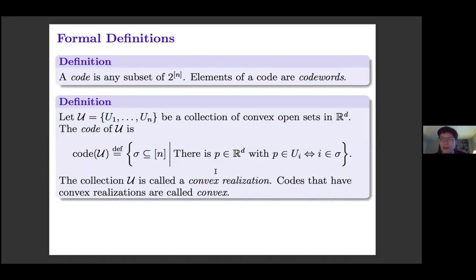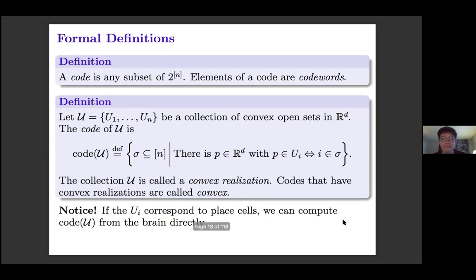And how do I do that? Well, I look at all my points in d-dimensional space, and at every point, I write down the sets that point is in, and I collect together all those labels, and I get some code. And if I can find, for a given code, a collection of sets that gives rise to it, I'll call that a realization. And whenever a code has a realization consisting of convex open sets, I'm going to call it a convex code.